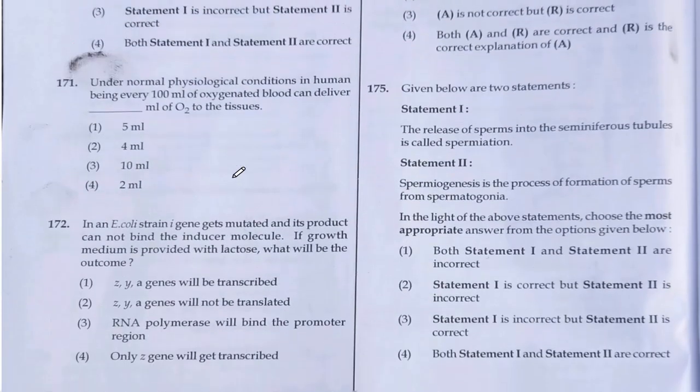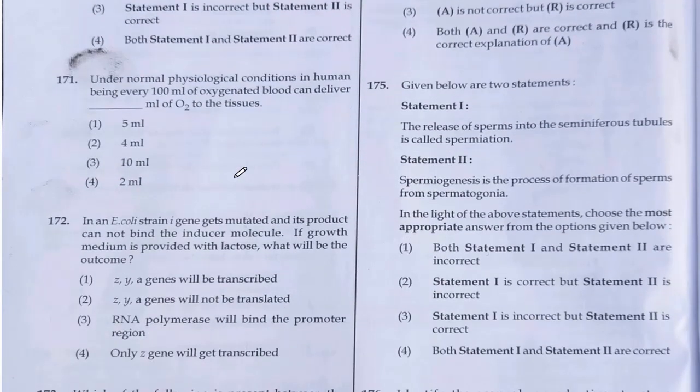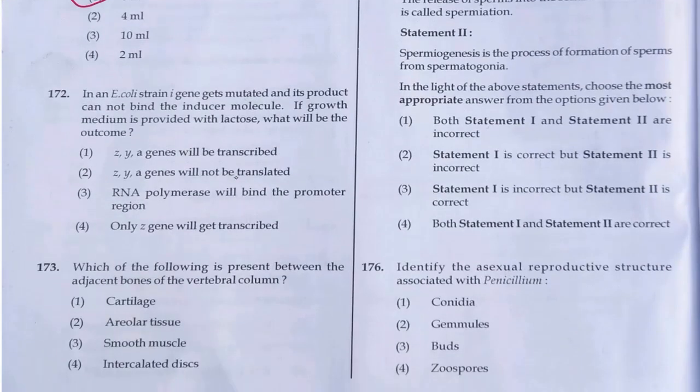Statement 1 correct, statement 2 incorrect. Coming to question number 171. Under normal physiological conditions in human beings, every 100 ml of oxygenated blood can deliver 5 ml of oxygen to the tissue. So that will be around 5 ml of oxygen carried by 100 ml of oxygenated blood. Okay. Next, coming to question number 172.